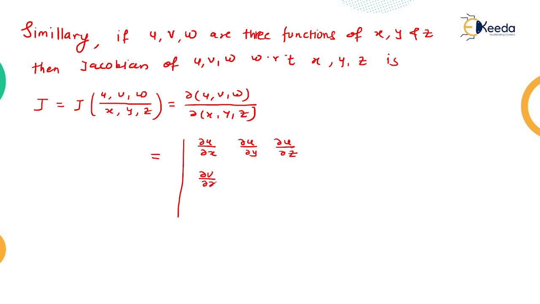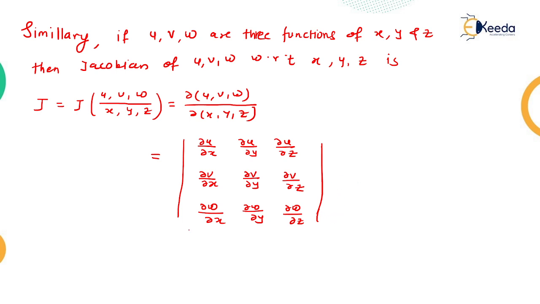So ∂v/∂x, next ∂v/∂y, and next ∂v/∂z. Now for the remaining variable, you have to write its derivatives here: ∂w/∂x, ∂w/∂y and ∂w/∂z. We call this a del also, right? Meaning ∂(u,v,w) with respect to ∂(x,y,z).